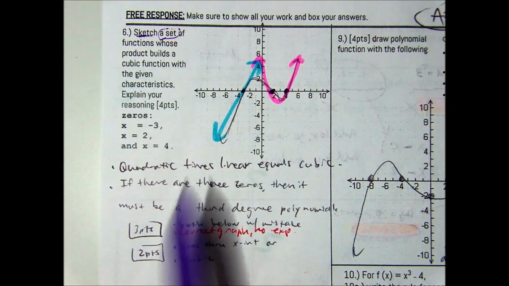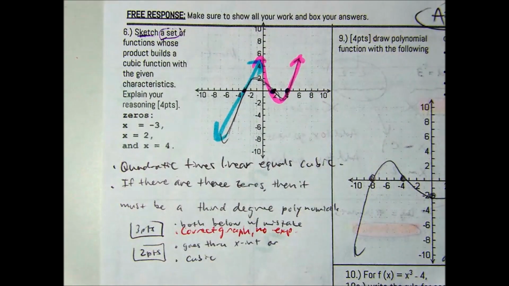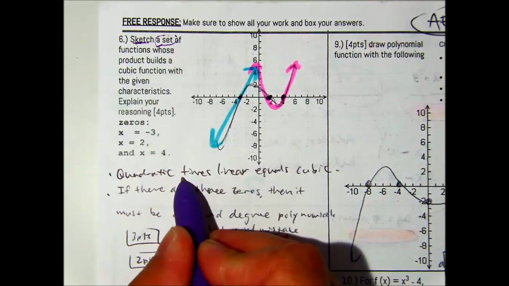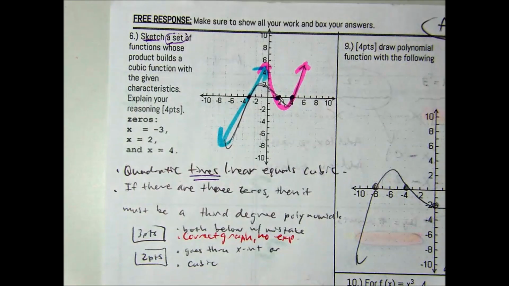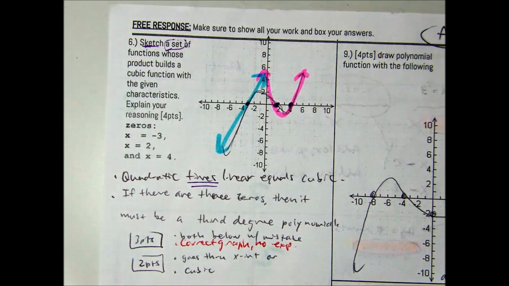Now, a common mistake is if you wrote the word something like quadratic and linear. That is not sufficient. You have to use the word times. Okay? Again, another common mistake was actually just drawing a cubic function as well. That was question number 6.